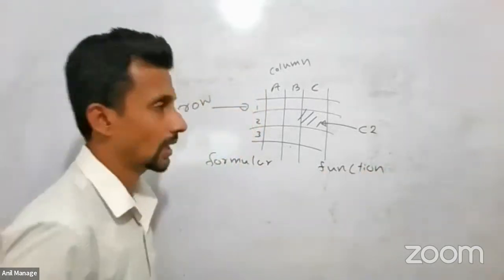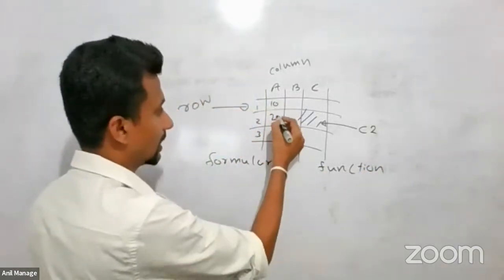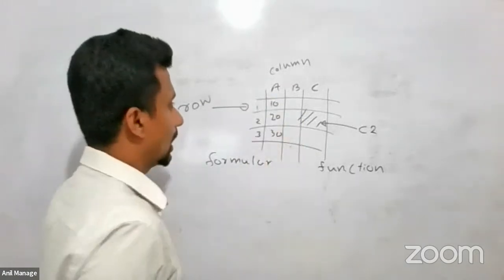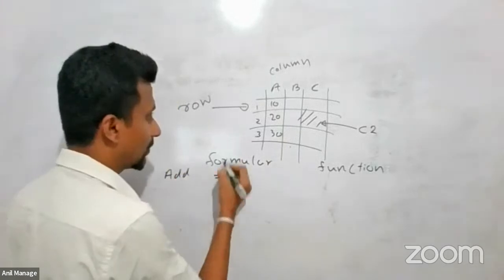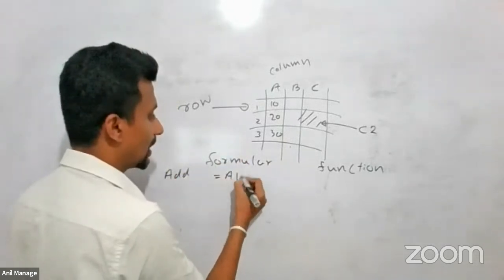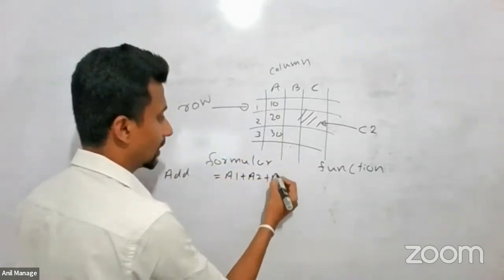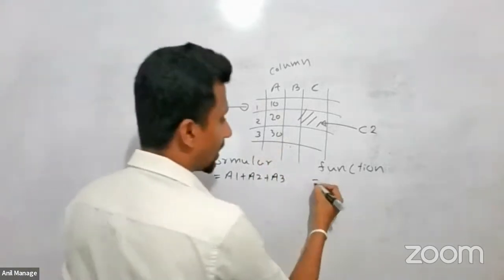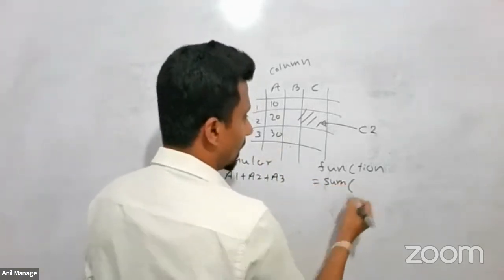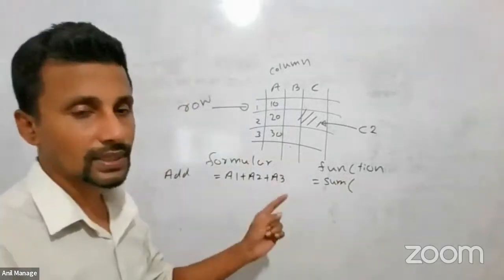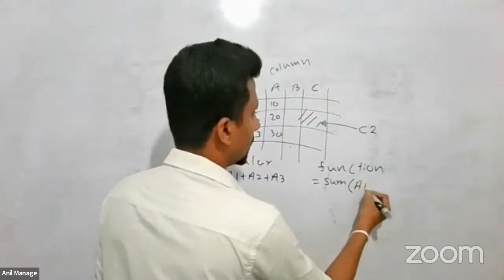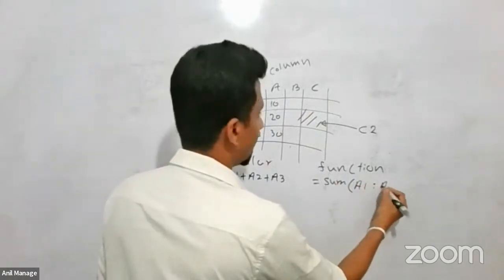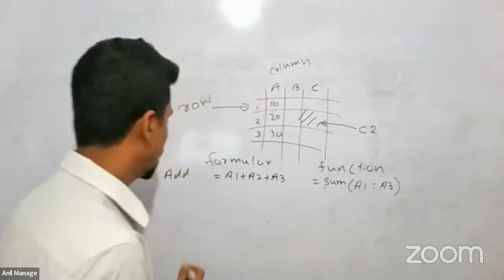Now, to add them together, we need to write the formula equal A1 plus A2 plus A3. For the function, you write the function called sum. There you have to give the first cell and the last cell. So sum, A1 colon the last cell, which is A3 according to this question.